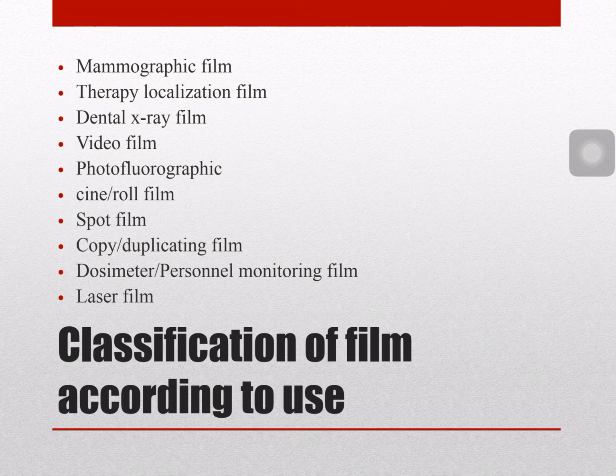Next to copy or duplicating film, we have the dosimeter or the personnel monitoring film. So, this will measure the radiation absorbed dose of the radiographer.